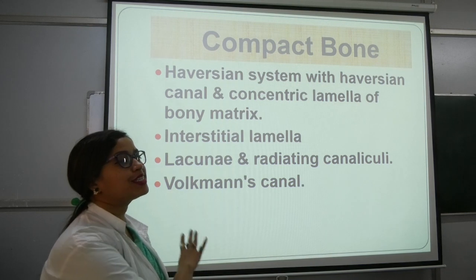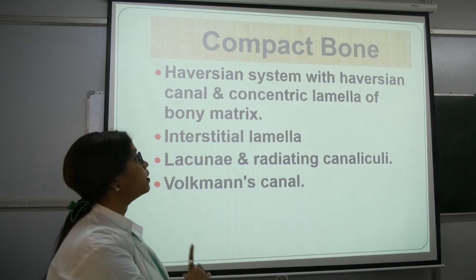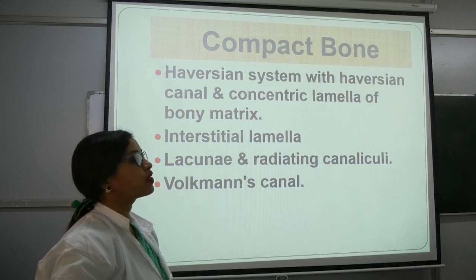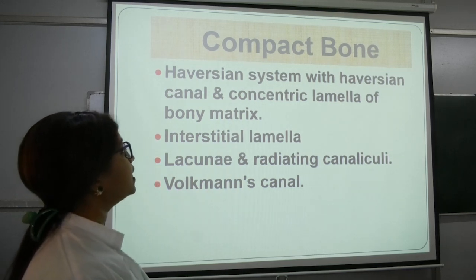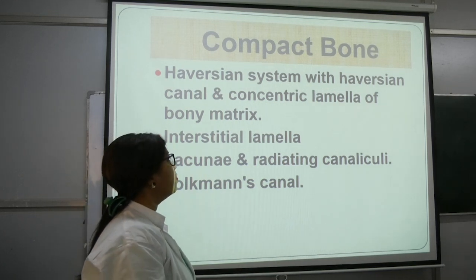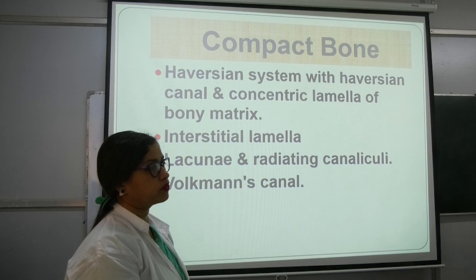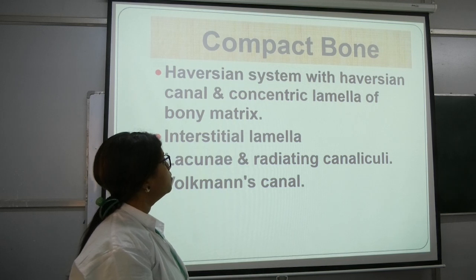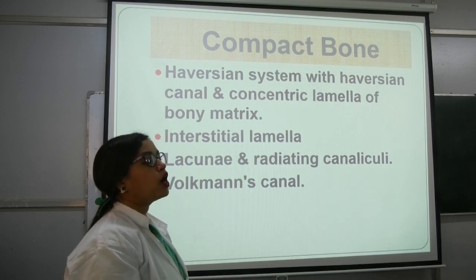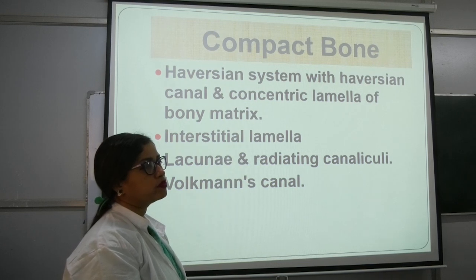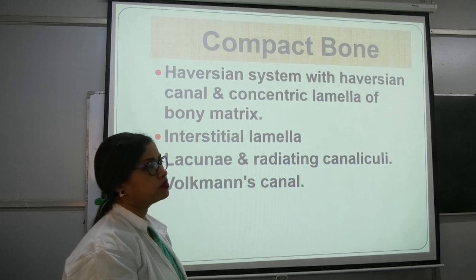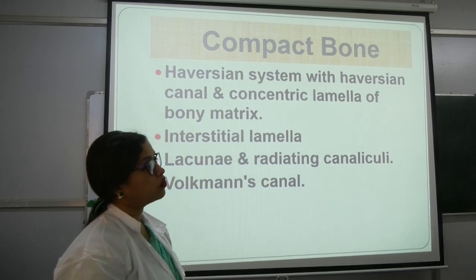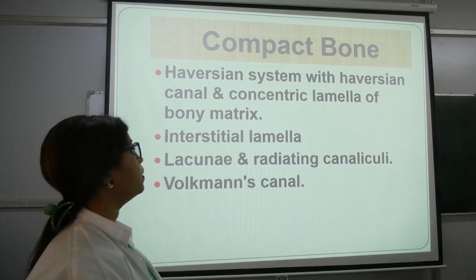So these are the characteristic features of compact bone. Number one, Haversian system with Haversian canal and the concentric lamina of bony matrix. See, how many types of lamella are there? Three types: concentric, circumferential and interstitial.